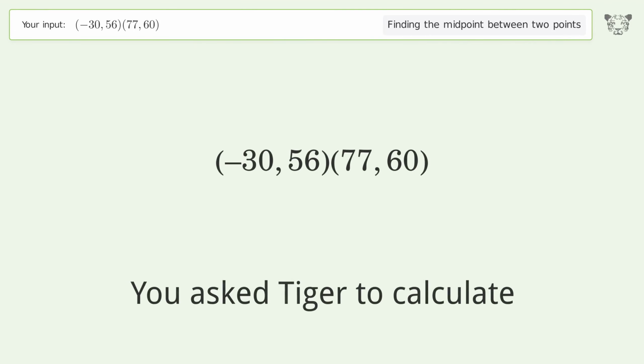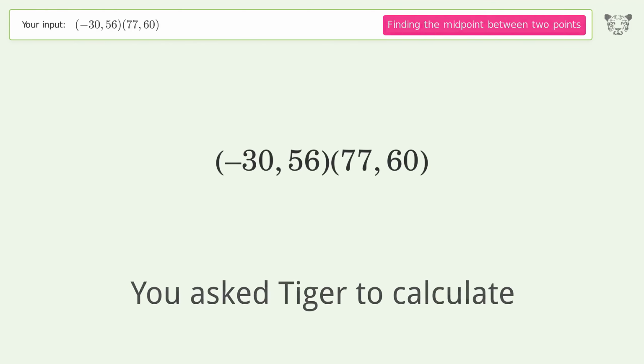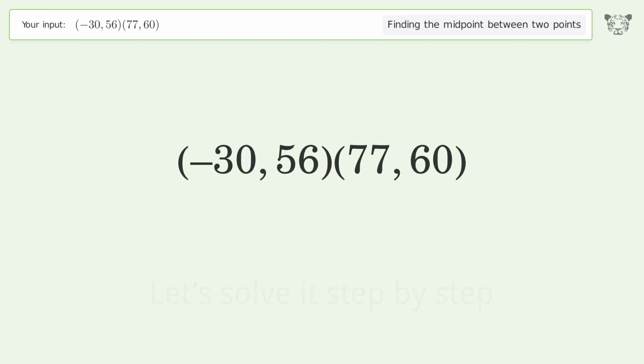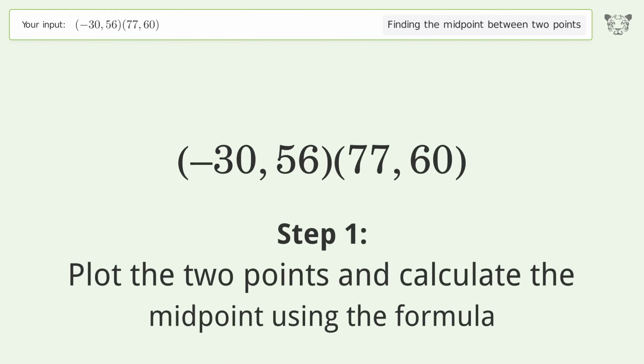You ask Tiger to calculate. This deals with finding the midpoint between 2 points. The midpoint between the 2 points is 23.558. Let's solve it step by step. Plot the 2 points and calculate the midpoint using the formula.